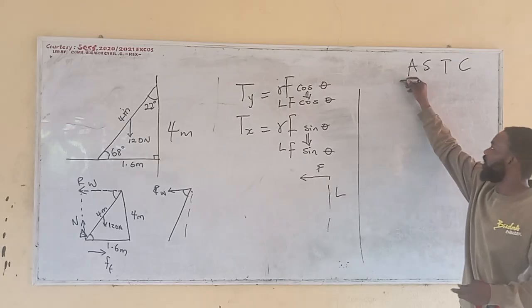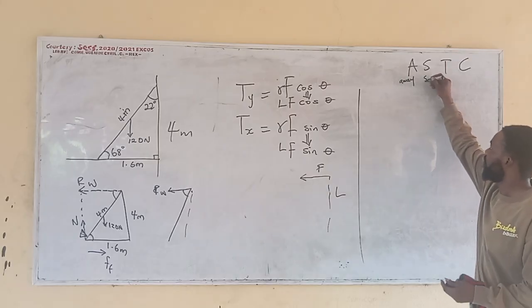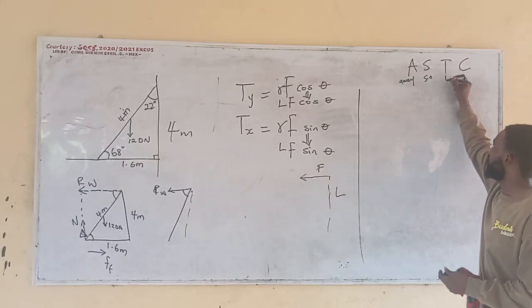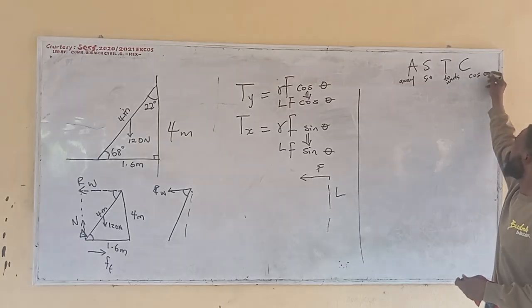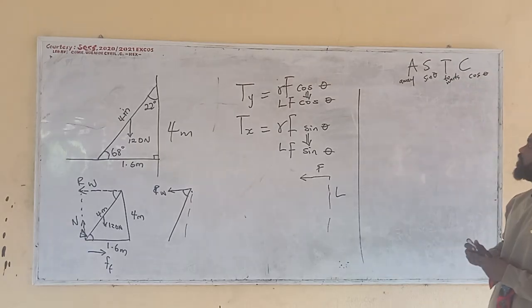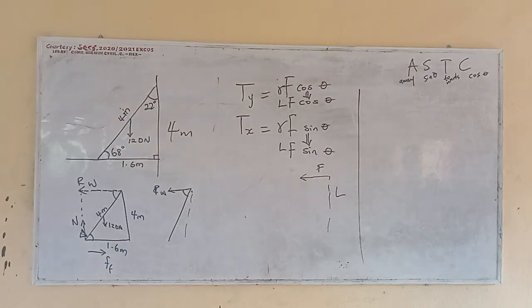So, away from the angle is popular. I did not invent this one. Use sine. Towards the angle, use cos theta. So: all science students take coffee. And don't say you should go kill yourself with coffee.